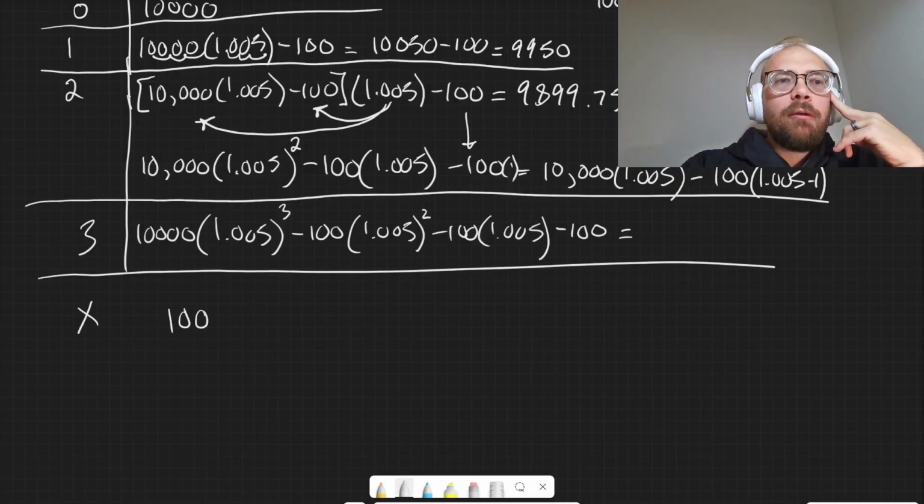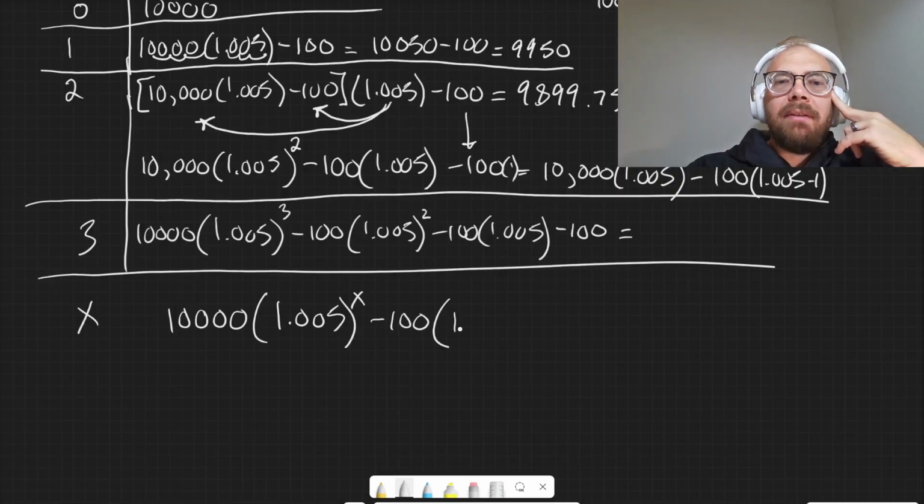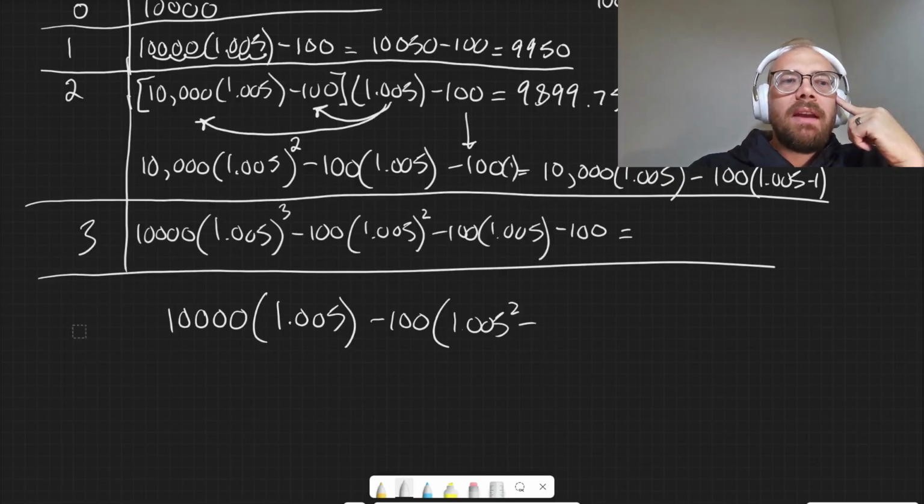Okay, well, the first part's actually not too bad. This would just be 1.005 to the x. And then you'll notice all of this stuff, it keeps going down. One thing I can do is I can take out that 100 because all of them have it. And then it's 1.005 squared, and then minus. So actually, let's hold off on the x for right now.